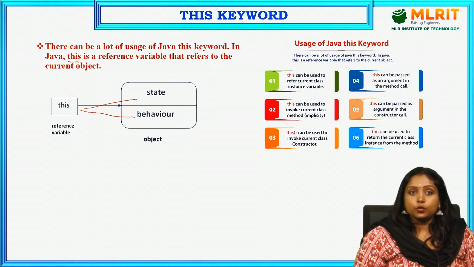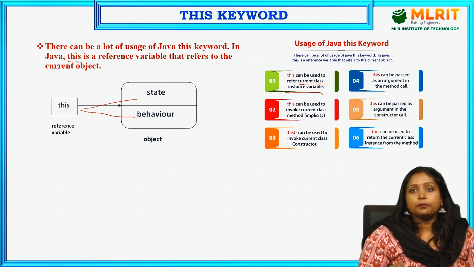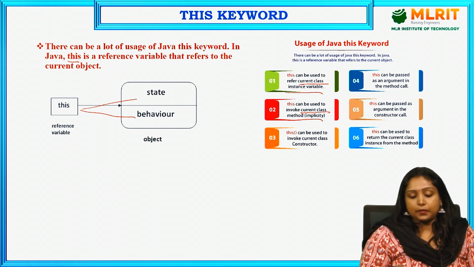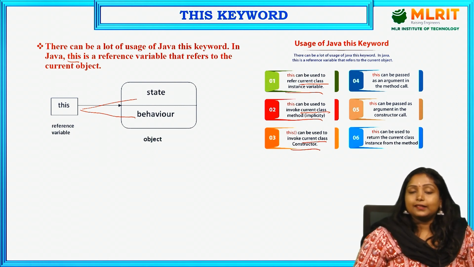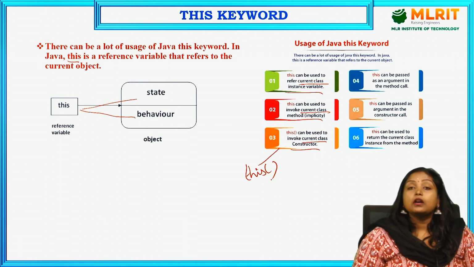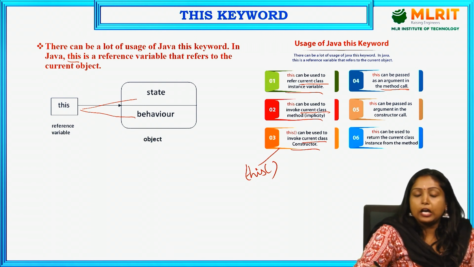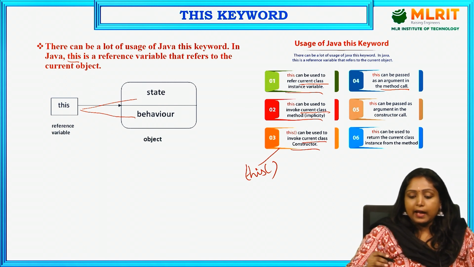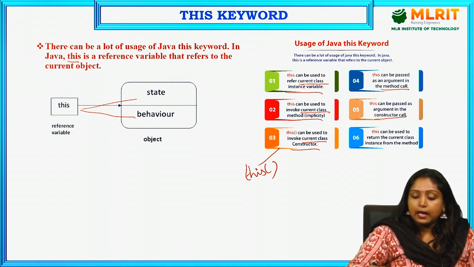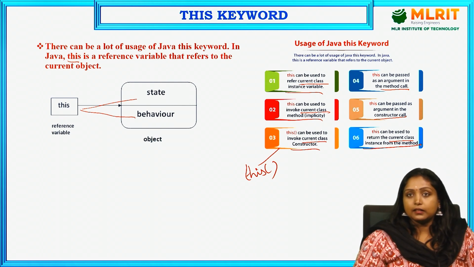So what will be the usage of this? This is used to refer to the current class instance variable, as well as it is used to invoke the current class method implicitly, and it is used to invoke the current class constructor. This can be passed as an argument in a method call, as well as you can pass this as an argument in a constructor call, and this can be used to return the current class instance from a method.